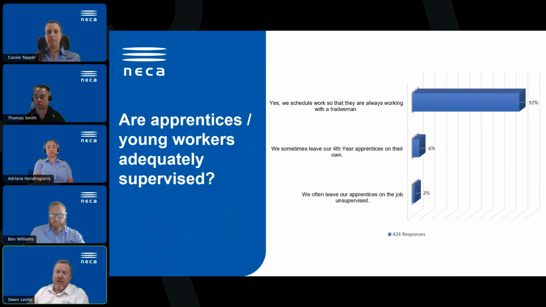Next one is, are young apprentices or young workers adequately supervised? And 92% say, yes, we schedule work so they're always working with a tradesman. 2% say that they send apprentices to do jobs unsupervised. And 6% say they do that to their 4th years as well. So there are signs of non-compliance there, but most is compliant in the responses.